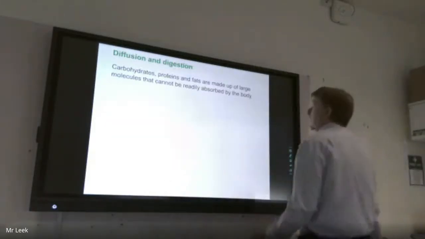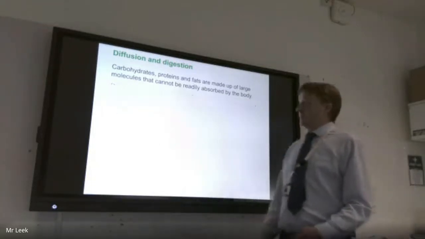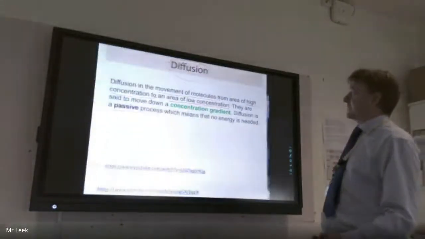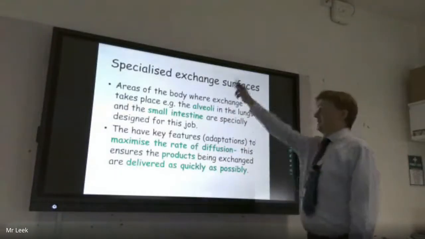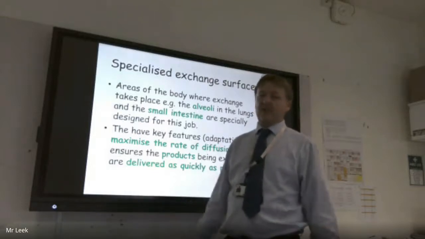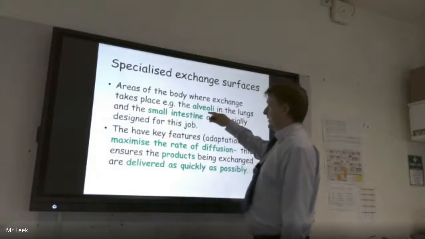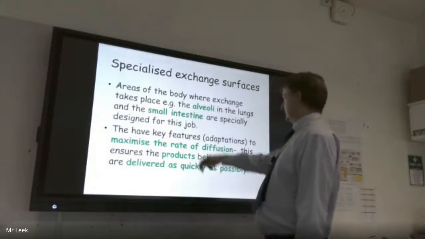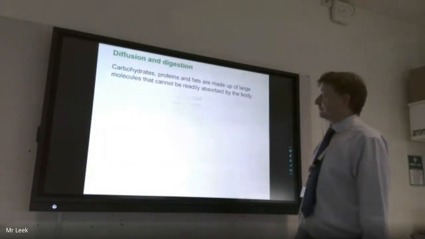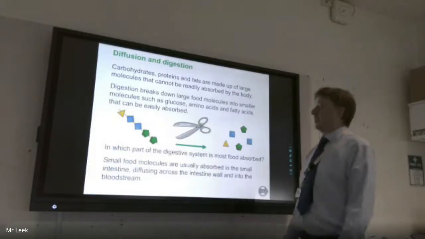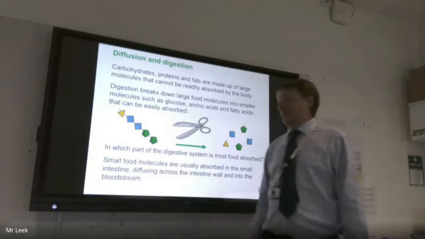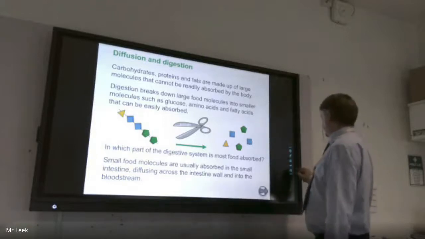Okay, now, next one. If I flip back in the PowerPoint itself, they'll be specialized exchange surfaces. This basically means where diffusion happens, and it is the way that you stay alive. It happens in the alveoli, and it also happens in your digestive system. Now, what we're going to do is go through the digestive system and how all this ends up working. For this, I'm just going to quickly go through some of the key food things.